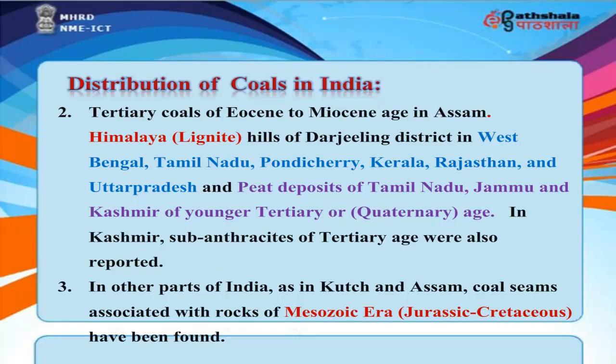Tertiary coals of Eocene to Miocene age occur in Assam, Himalaya, the Lignite hills of Darjeeling district in West Bengal, Tamil Nadu, Pondicherry, Kerala, Rajasthan and Uttar Pradesh, and peat deposits of Tamil Nadu, Jammu and Kashmir are of younger Tertiary or Quaternary age. In Kashmir, sub-anthracites of Tertiary age were also reported. In other parts of India, as in Kutch and Assam, coal seams associated with rocks of the Mesozoic era, Jurassic and Cretaceous, have been found.